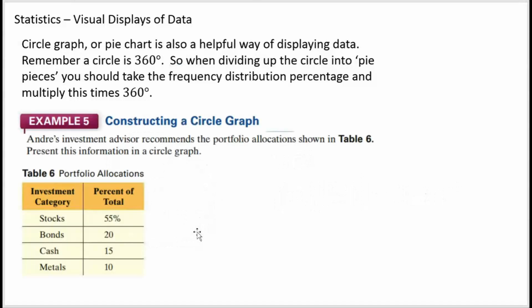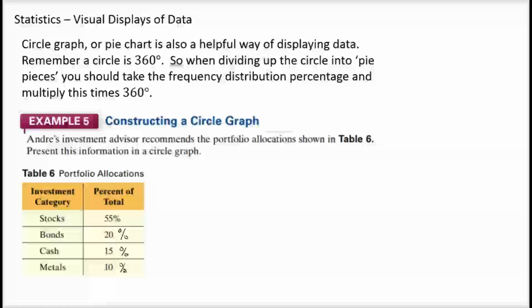Okay, so here's a problem. Example 5. Andre's investment advisor recommends the portfolio allocations shown in our table right here. Present this information in a circle graph. So again, stocks is 55%, bonds is 20%, cash is 15%, and metals is 10%. I really would have liked to have seen them put percent all the way down. They didn't. And I guess that's just a given. If it shows up on the first one, then it's true for the rest of them, but that would make me feel a lot better.